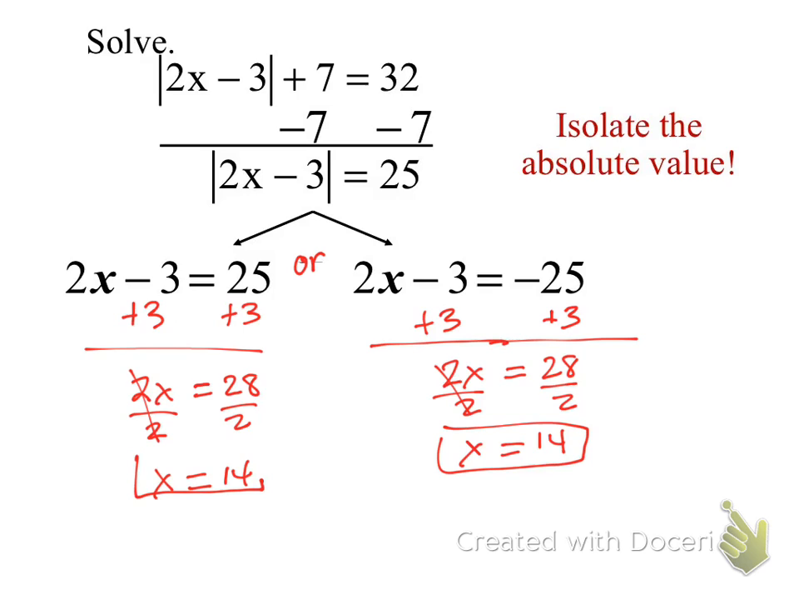What did I do? That's wrong, because it should be 22, and x equals 11. And it should be negative. So my answer is negative 11 and positive 14. Okay, questions?